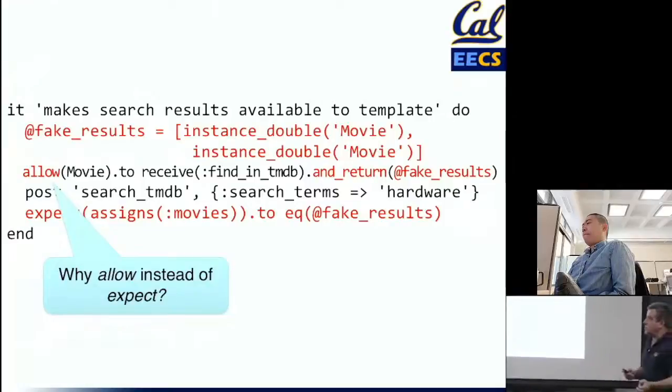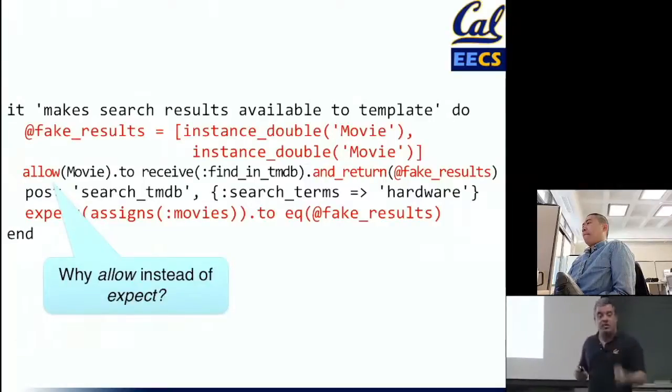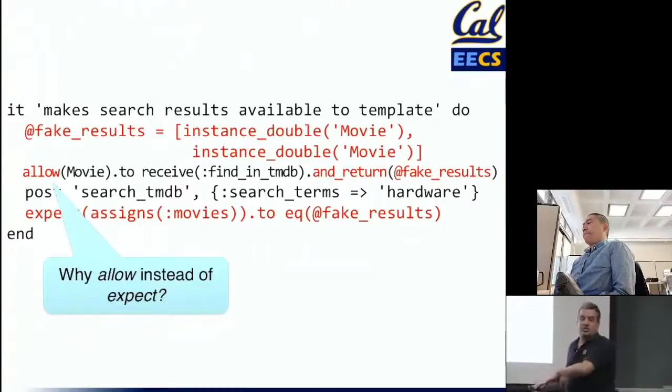If you say expect to receive, you're saying this test should fail if it doesn't happen. Allow to receive means it may or may not happen, and whether it happens is actually not the point of this test. But if it happens, here is what to do.